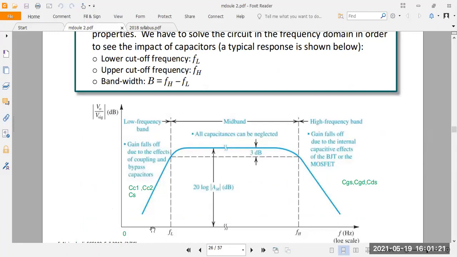In the lower frequency response, the gain is falling. That is because of CC1, CC2, and CS. CC1 is coupling capacitor one, and CC2 is coupling capacitor two. CS means the common source capacitance. Here the gain is falling due to this effect. Again, in the high frequency response, the gain is falling due to the internal capacitance effect like CGS, CGD, and CDS. Because of this capacitance effect, the gain is falling from maximum to minimum.